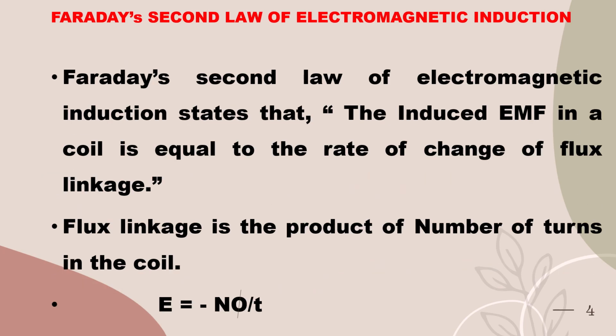Faraday's second law of electromagnetic induction. Faraday's second law of electromagnetic induction states that the induced EMF in a coil is equal to the rate of change of flux linkages. Flux linkage is the product of the number of turns in the coil and the flux. Therefore, E is equal to minus N dφ by dt.